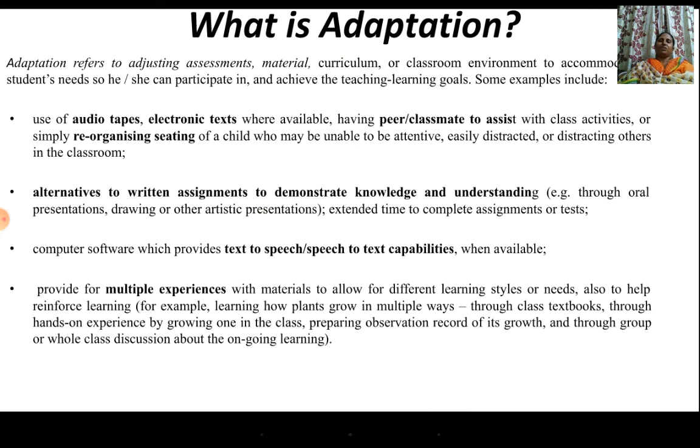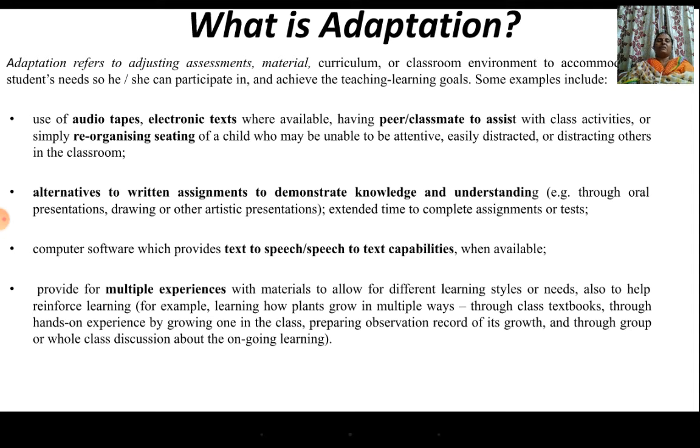So, what is adaptation? Adaptation refers to adjusting assessment, material, curriculum, and classroom environment to accommodate the student's need so that he or she can participate in achieving the teaching learning goals. So, here adaptation refers to adaptation in everything, that is curriculum, instruction, material, assessment, classroom environment, everything. So, here we have to adapt to meet the need of children with disability in the classroom, in this context, children with intellectual disability.